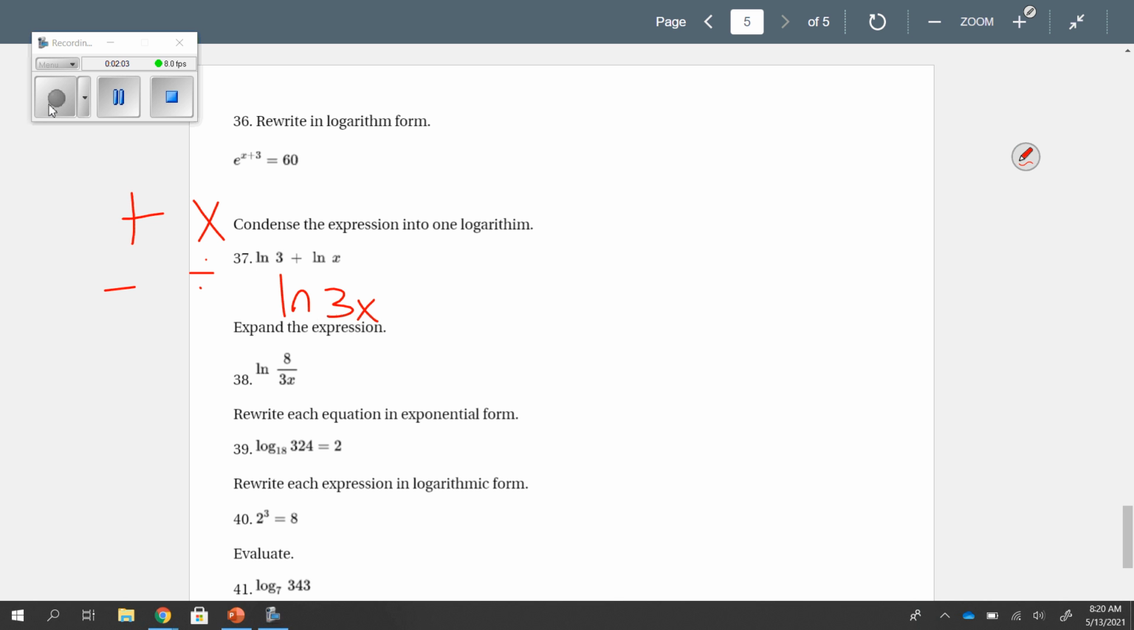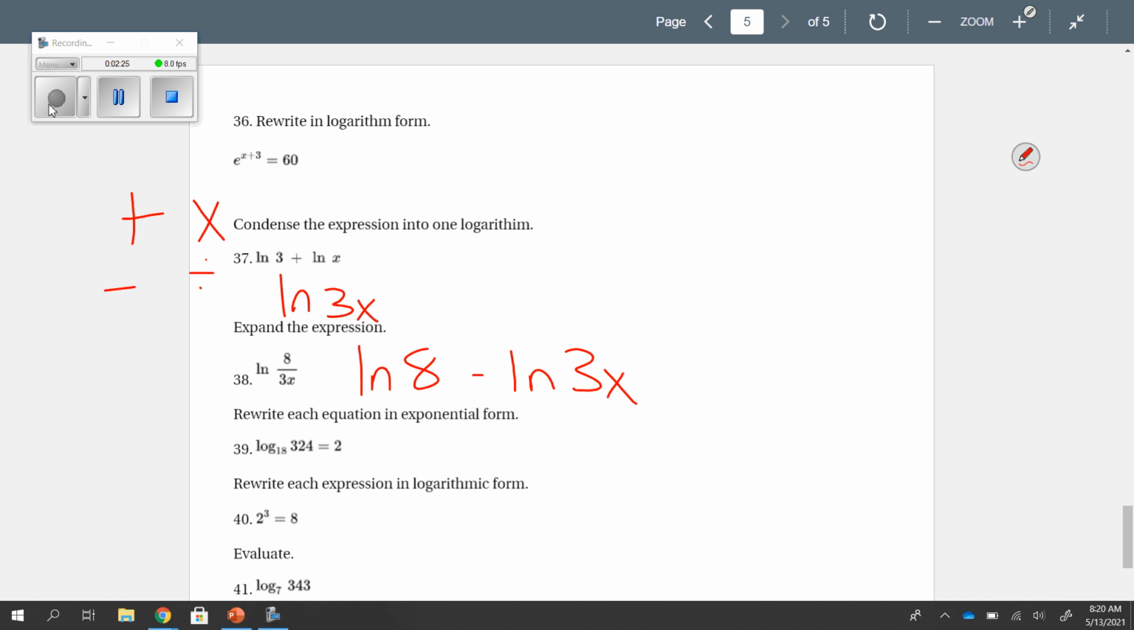All right, number 38, it says expand the expression. We have ln of 8 divided by 3x. Division means subtract when we're expanding. Expanding means get bigger. So the answer is ln 8 minus ln 3x. That's it, y'all. This is easy. This review isn't going to take any time at all.